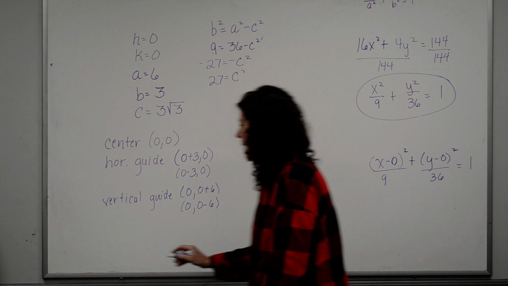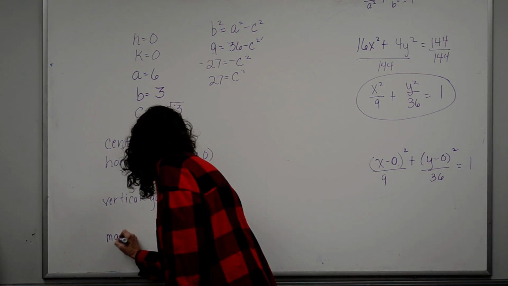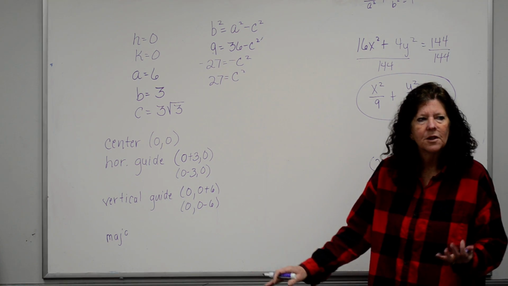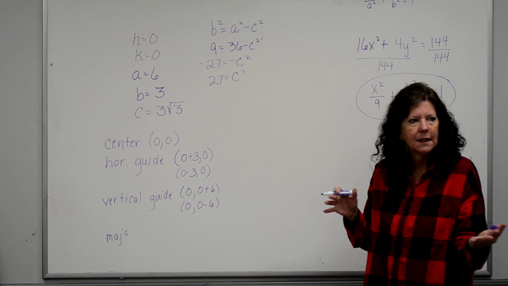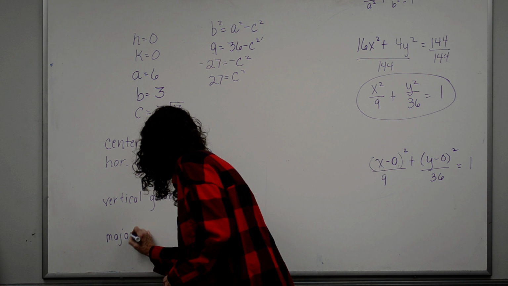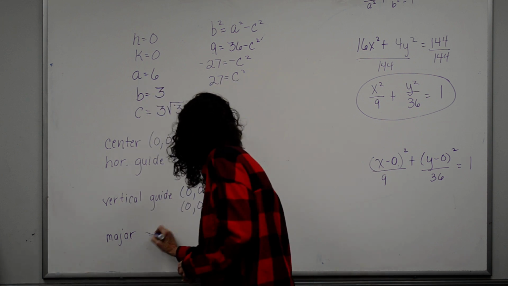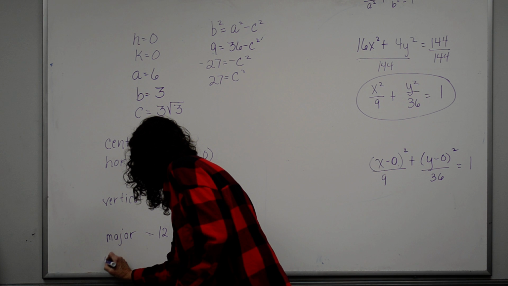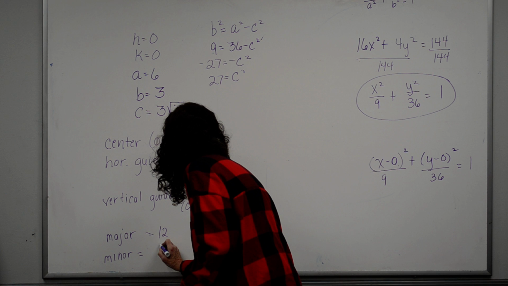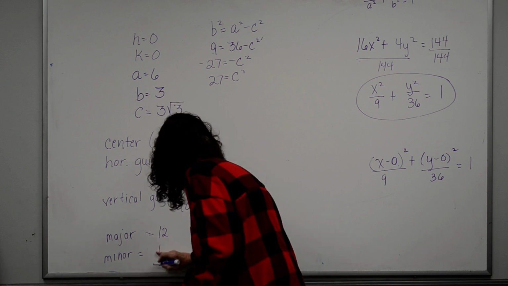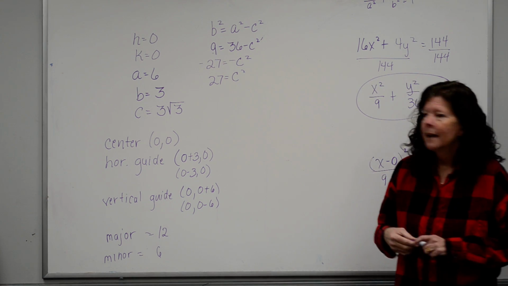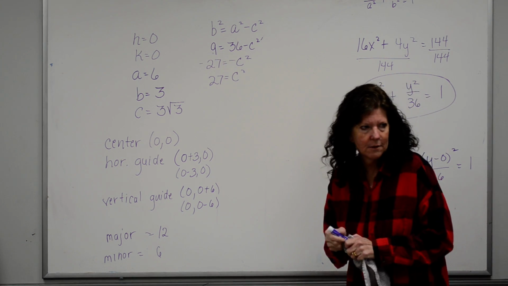The length of the major is going to be 2 times a. Notice that the length of the major and the length of the minor equations are the same, whether you're on the right-hand side or the left-hand side. The length of the major is 2 times a, so that's 12. The length of the minor is 2 times b, so in this case it's 6. So we've done everything they've asked for. Now, let me show you how easy it is to graph this.